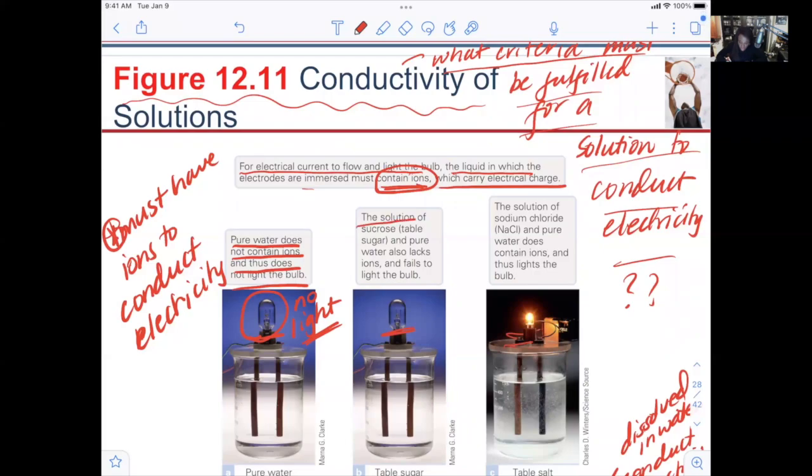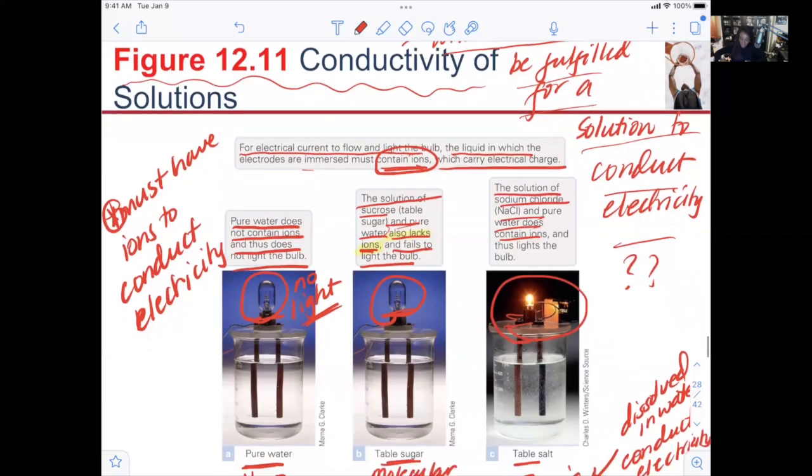Next, the solution of sucrose, this is table sugar and pure water, also lacks ions. Once again, the requirement we see here is must have ions. Does the sugar water solution have ions? No. And because of that, it fails to light the bulb. You look at the bulb again, no light. Well, if you look at this last one here, you can see there is light, right? You're able to light the bulb. If you're able to light the bulb, guess what? You're able to make a solution that contains ions. The solution of sodium chloride and pure water contains ions and thus lights the bulb, okay?